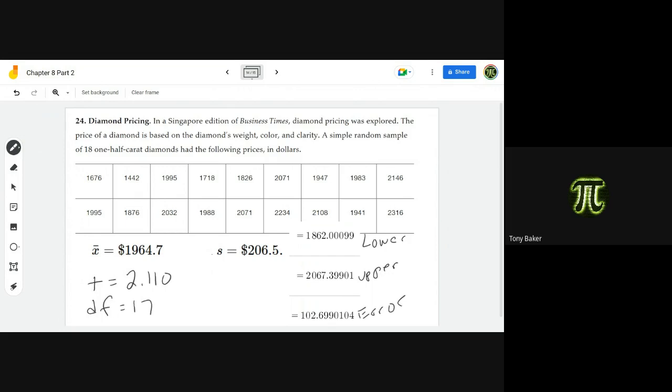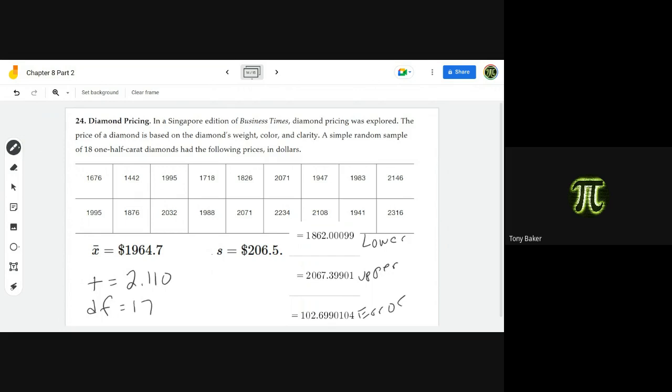So you always want to go one more decimal place than what they gave you. In this case, it's dollars, so if you went two places, it's fine. This is dollars and cents. But depending on what the data is, you typically want to go one more place because it's your significant digit. And my error is 102.7. That's what I'm going to be adding and subtracting.